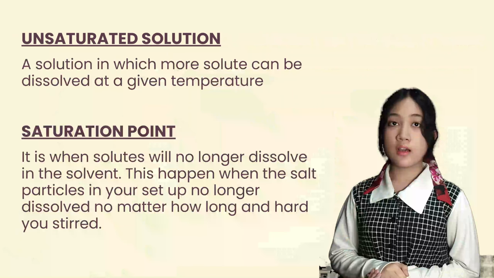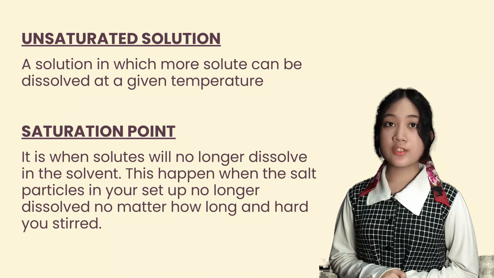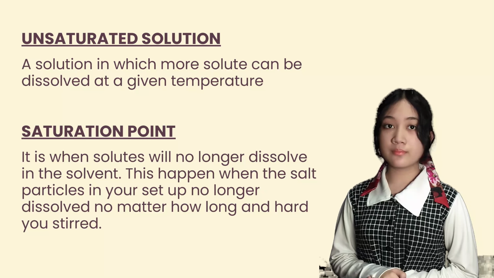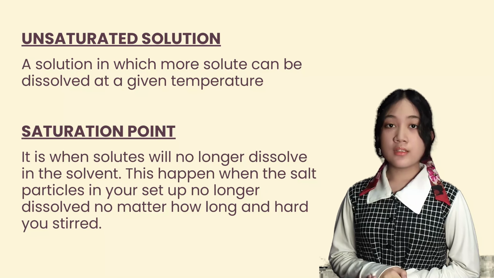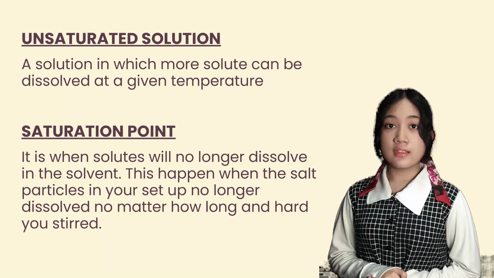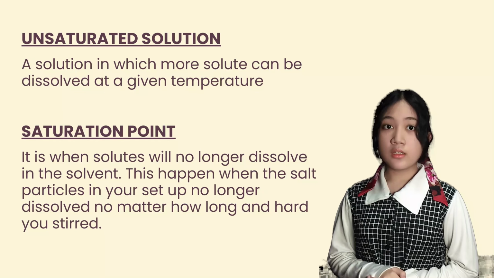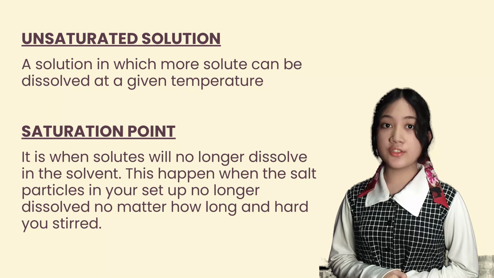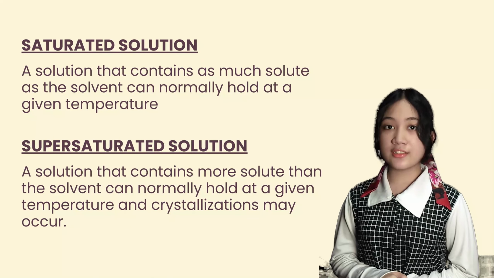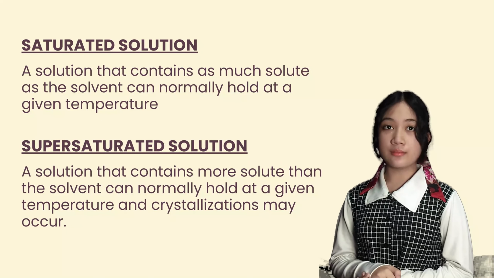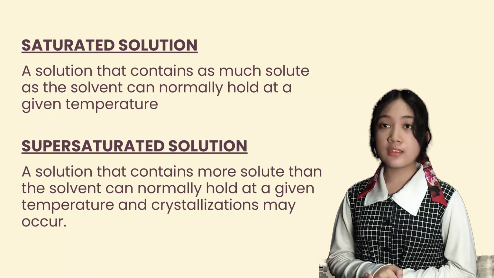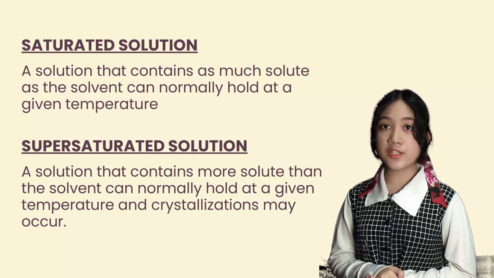Next slide. Unsaturated solution. An unsaturated solution is a solution in which more solute can be dissolved at a given temperature. Saturation point. Saturation point is when solutes will no longer dissolve in the solvent. This happens when small particles in your setup no longer dissolve, no matter how long and hard you stir. The last two types are saturated and supersaturated solutions. Saturated solution. A saturated solution is a solution that contains as much solute as the solvent can normally hold at a given temperature.